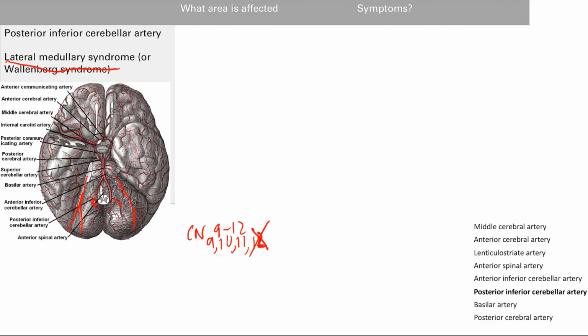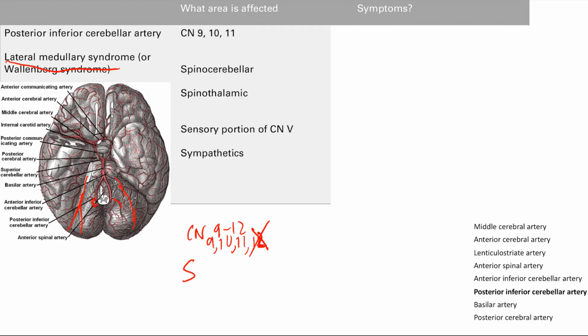And the other lateral structures were the same as before. Remember, these are all to the side, so they all start with S. So we have the spinal cerebellar, we have the spinal thalamic, we have the sensory portion of the cranial nerve 5, and then we have the sympathetics. So this is pretty simple. We already talked about everything.